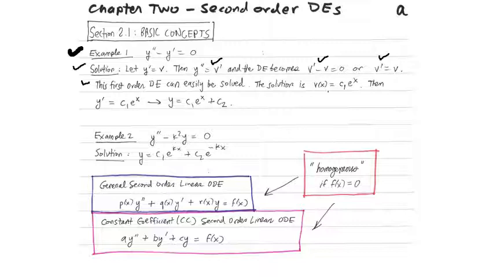The solution of that first order differential equation turns out to have that form. v of x is c1 e to the x. And once we have that, we can go back to y and recall v is equal to y prime. So then y prime is c1 e to the x. And we can integrate that to find y, and we get our general solution. y is c1 e to the x plus c2, our general solution of the original second order differential equation.